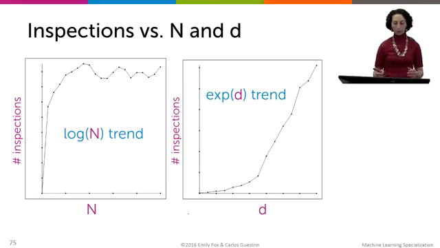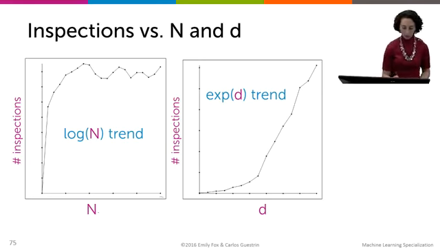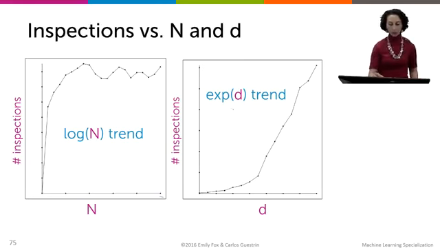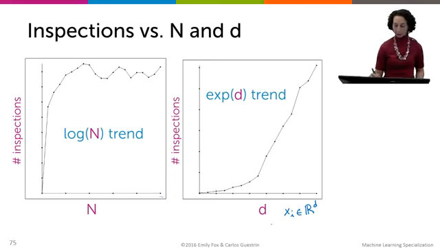Okay, so let's look at a little empirical study of the number of inspections we have as a function of the number of observations, and then as a function of the dimension of the space that we're working in. So here we're increasing the number of observations, n, and in this case we see roughly a log n trend. But on the other hand here, when we're looking at going to higher and higher dimensions, so just to be clear, we're saying that our observations x_i live in some R^d space, so that's what d represents.